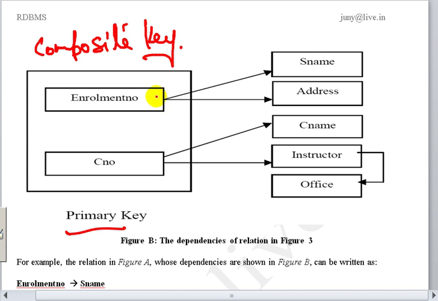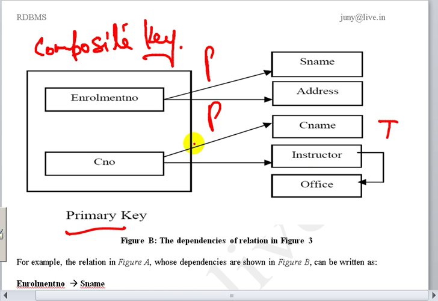But I'm seeing that enrollment number only determines name and address, course number determines course name and instructor, but instructor determines something else, so it has two dependencies in it. This is called partial dependence, and this is called transitive dependence. What is full functional dependency? Each key determines every other non-key attribute. All non-key attributes are uniquely identified by your primary key. That is what we want.